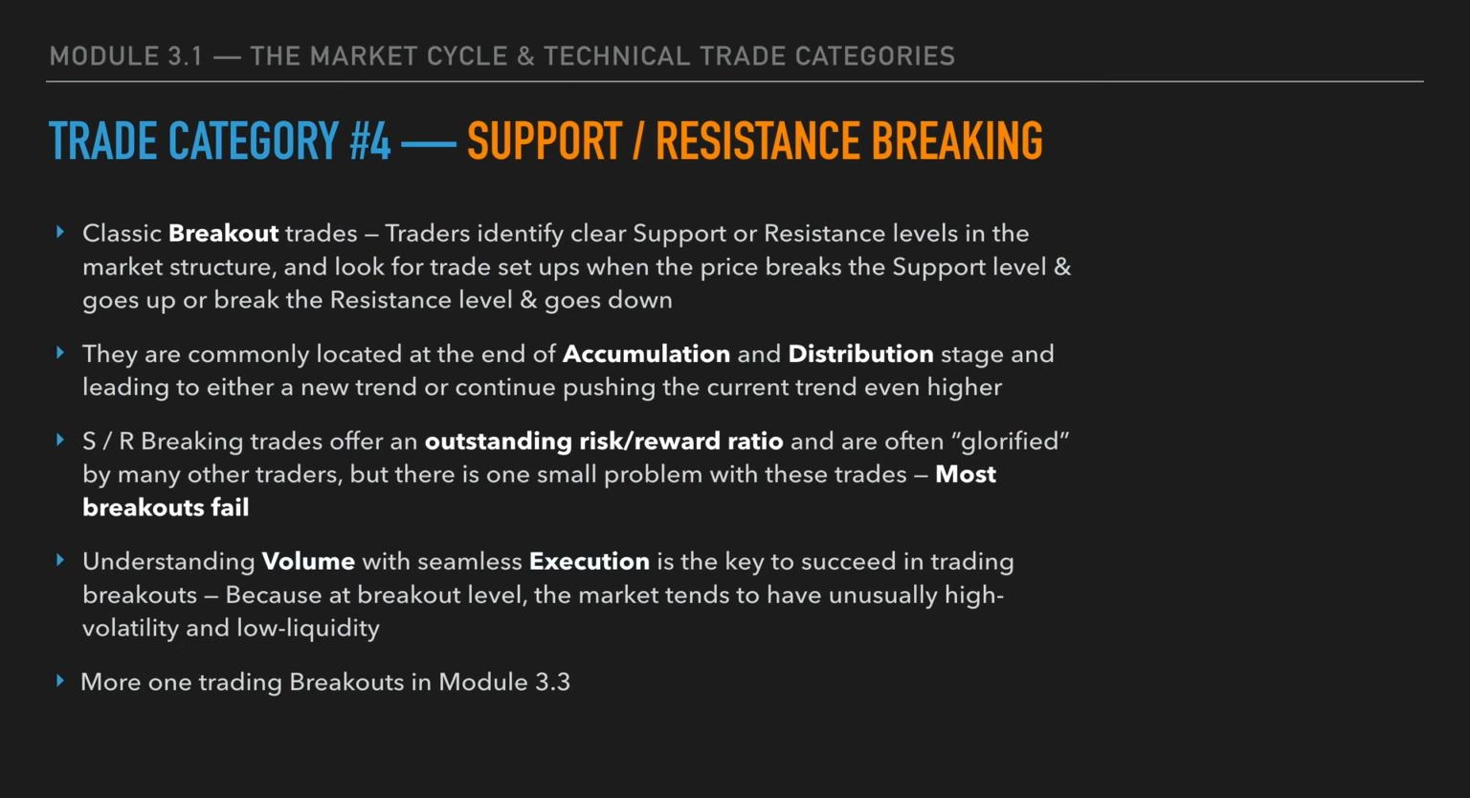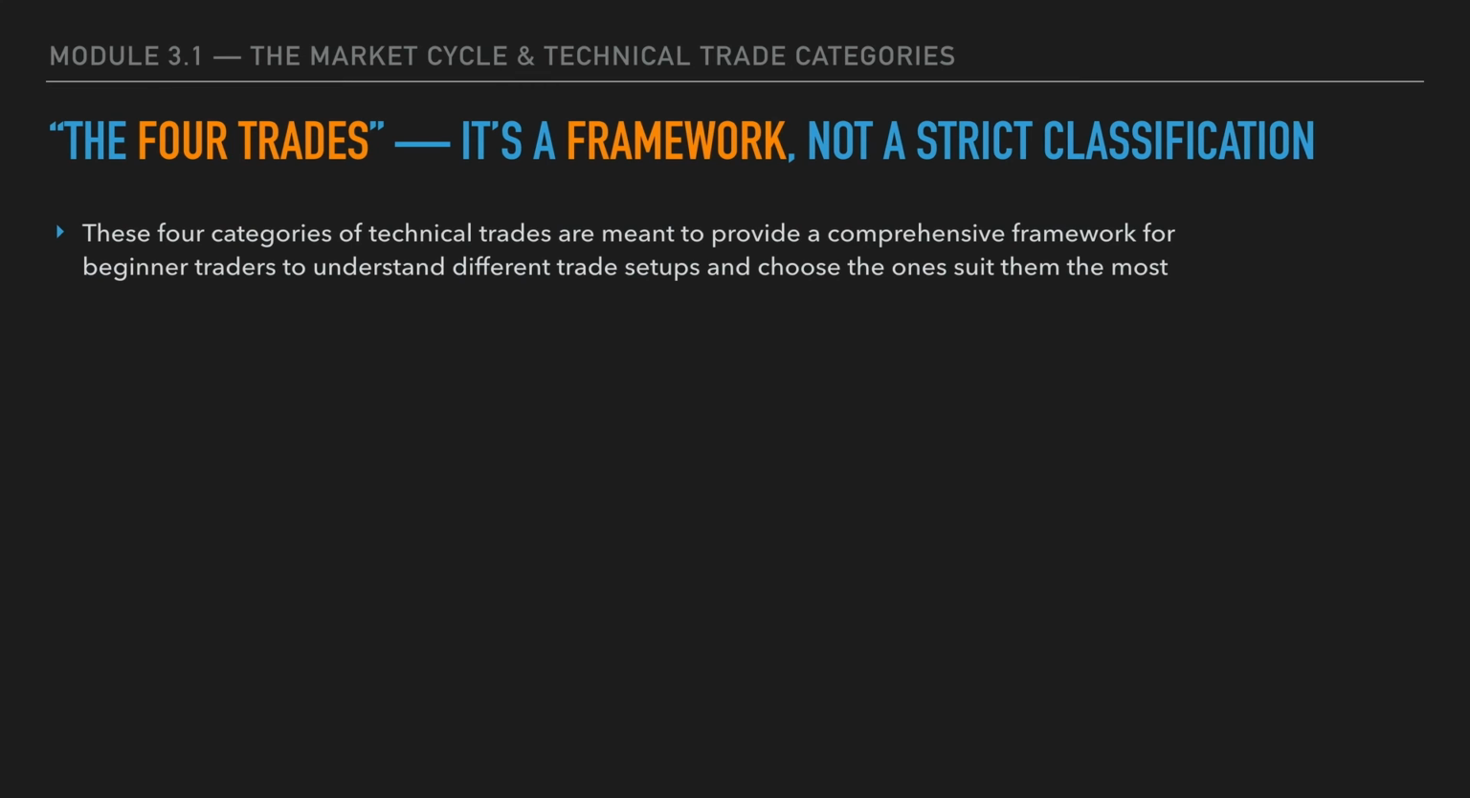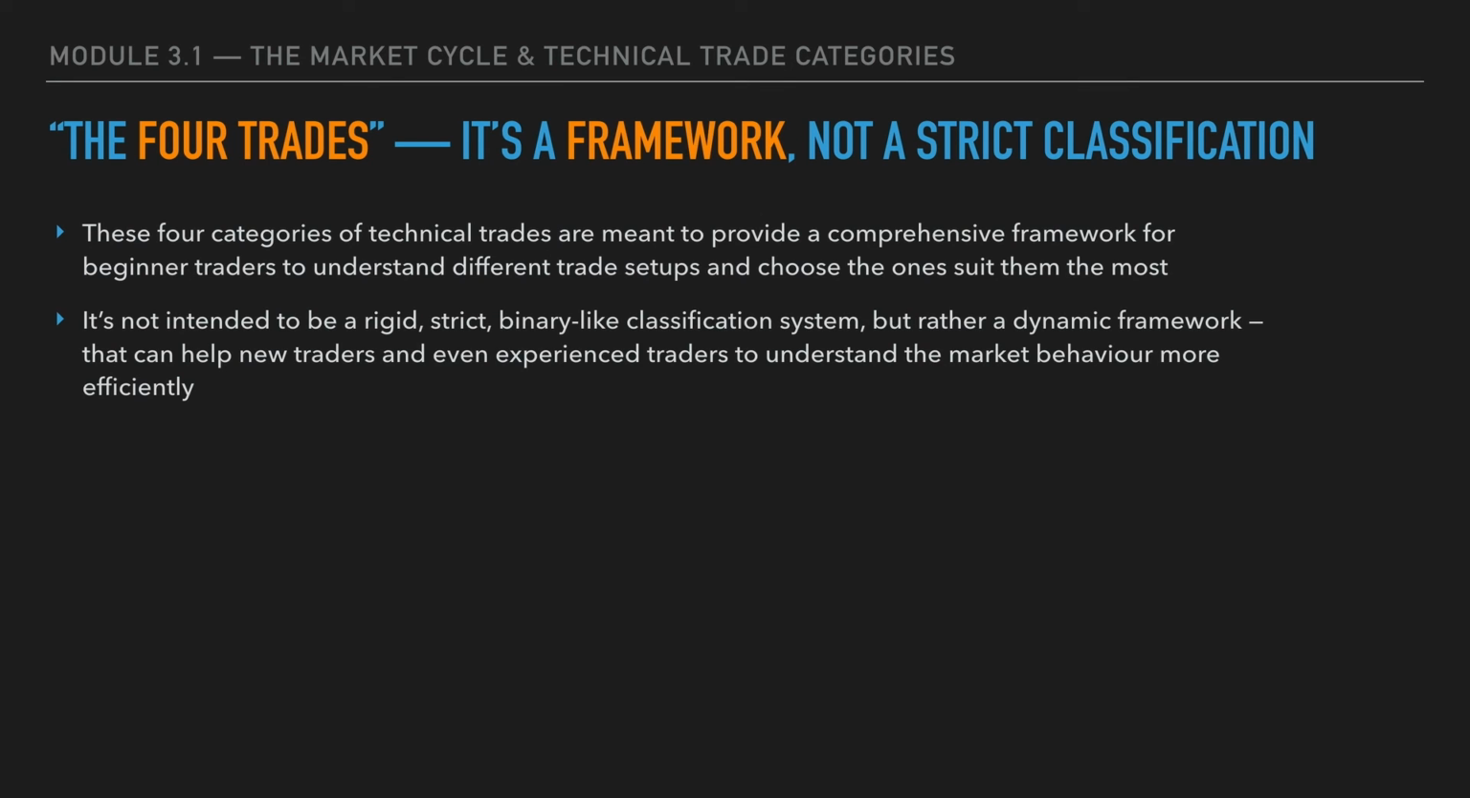Alright, these are the 4 categories of all our technical trades. One thing to know is that these 4 categories are just a framework, not a strict classification. These 4 categories of technical trades are designed to provide a comprehensive framework for beginner traders to understand the different trade setups and choose the ones that suit them the most. It's not intended to be a strict binary-like classification system, but rather a dynamic framework that can help new traders and even experienced traders to understand the market behavior more efficiently.